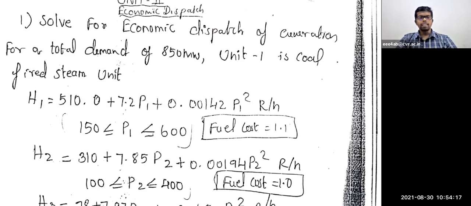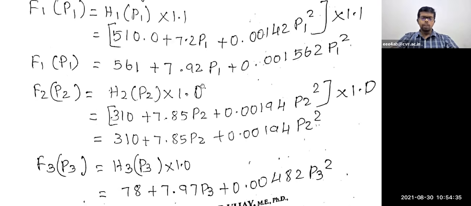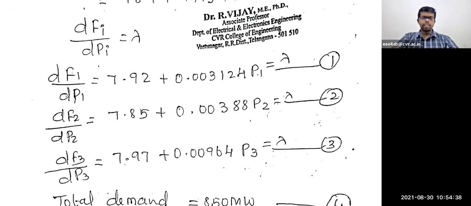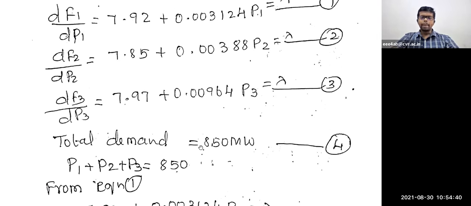What is the power balance constraint? Whatever the power generation that is happening, that equals the demand. So here, whatever power generation is happening, that is 3 generating units. So we are taking P1 plus P2 plus P3 is equal to 850 megawatt. Take that as equation number 4. Yeah, the total demand is 850 megawatt, so P1 plus P2 plus P3 is equal to 850 megawatt. So take this as equation number 4.